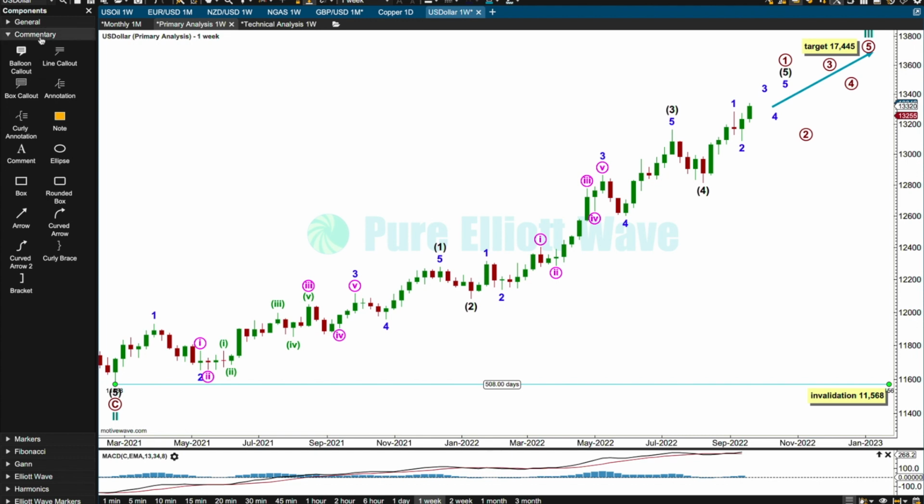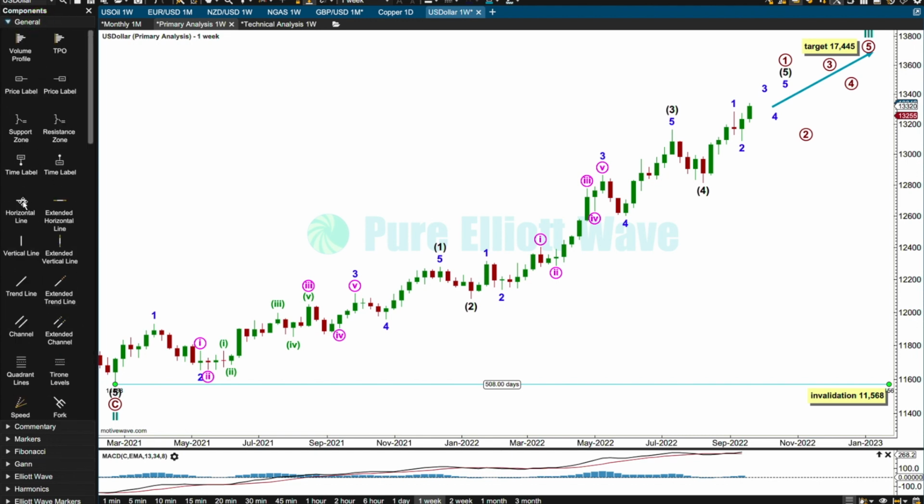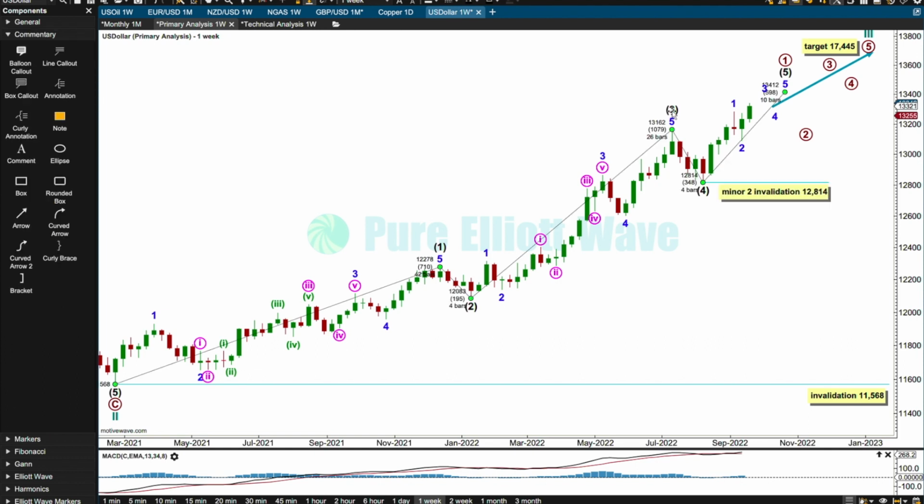So I'll leave that there and I'll add short-term invalidation points just to try and make this a little bit clearer. If intermediate 5 were to only reach equality in length with intermediate 1, the target would be 103.524. I don't think that's going to be enough room for the structure of intermediate 5 to complete, but I'll put that in there.